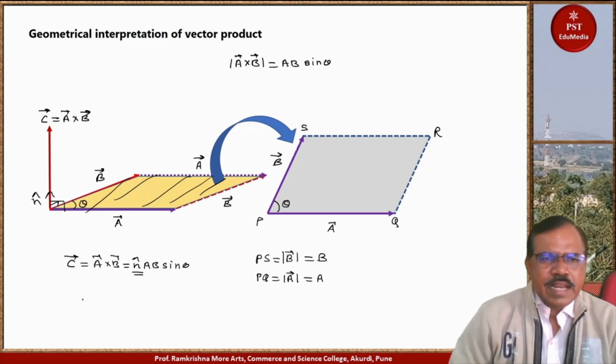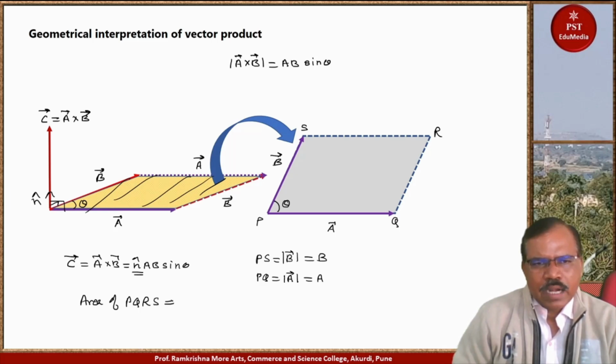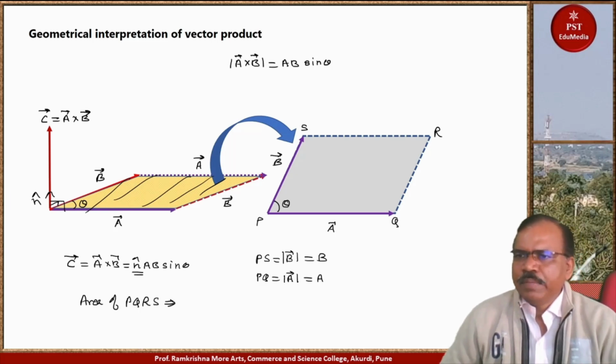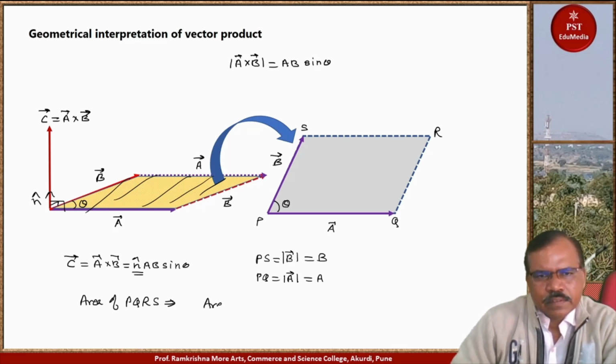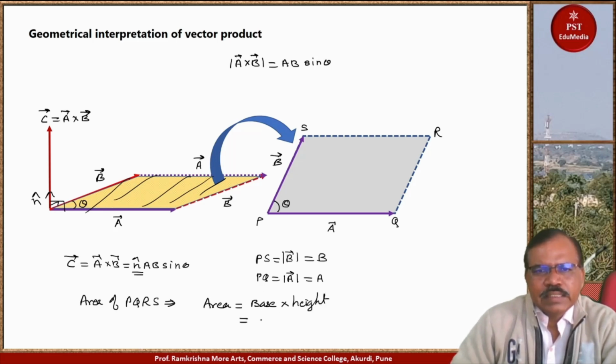Now what is the area of the PQRS parallelogram? This area is equal to base into height. We know the base is this length PQ, so PQ into height H.